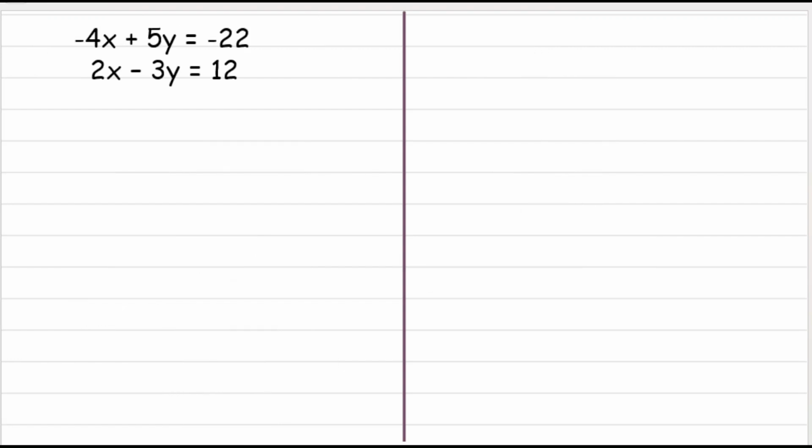Let's do the second question. So, my system of equations in this question is minus 4x plus 5y equals minus 22. Name it as the first equation. 2x minus 3y is equal to 12. Name it as the second equation.